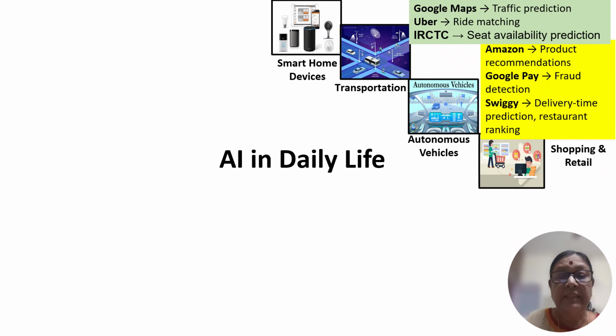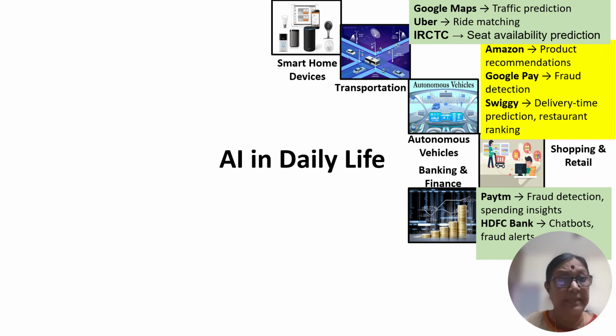Then you have shopping and retail. So this is very commonly used, like Amazon for your product recommendation, book recommendations, Google Pay, which does a lot of fraud detection, Swiggy. We all cannot do without Swiggy, or other similar food delivery applications, for delivery time prediction and also restaurant ranking. Then we have banking and finance, where we have Paytm for fraud detection, which also gives you spending insight. How much are you spending? HDFC Bank for again fraud detection and a convenient chatbot.